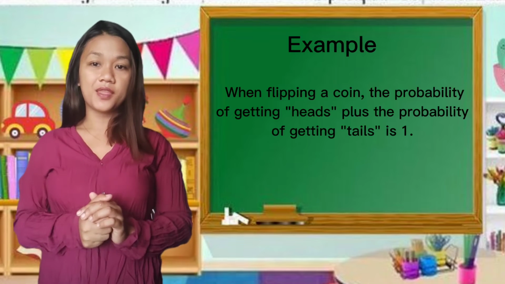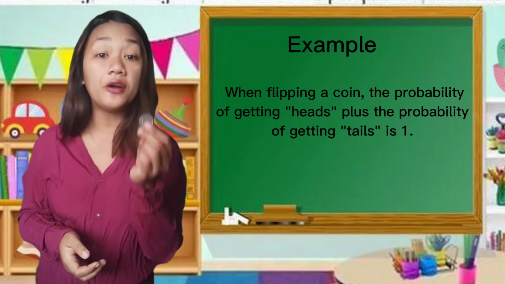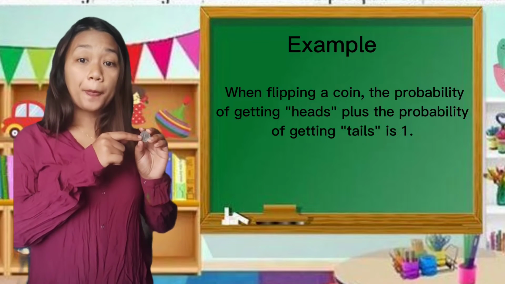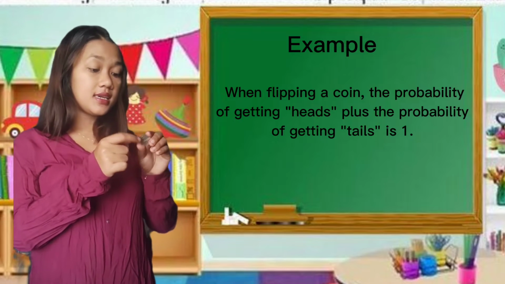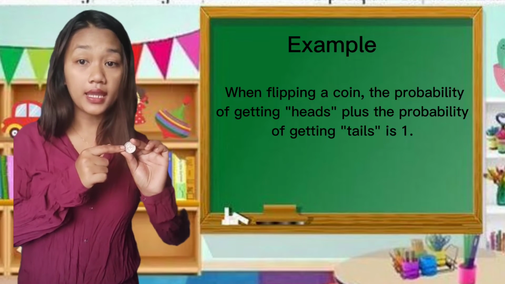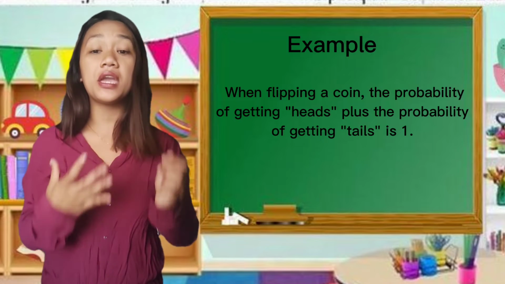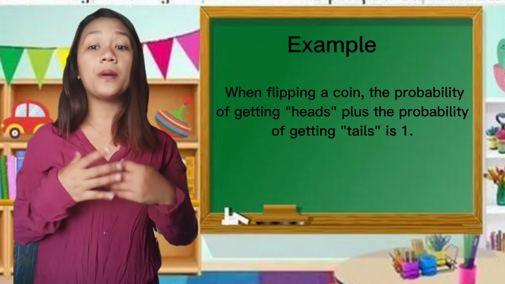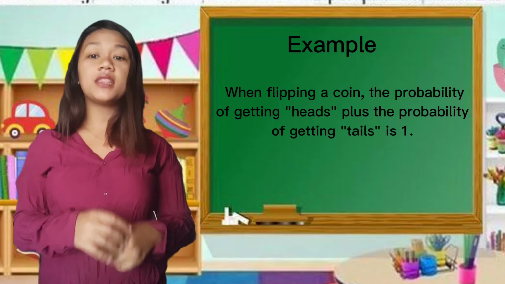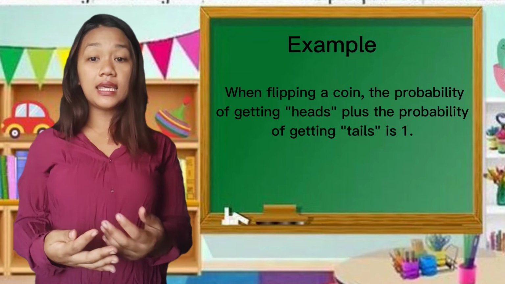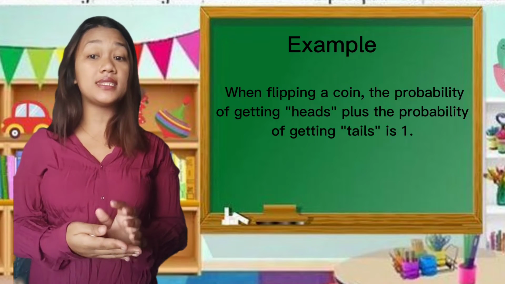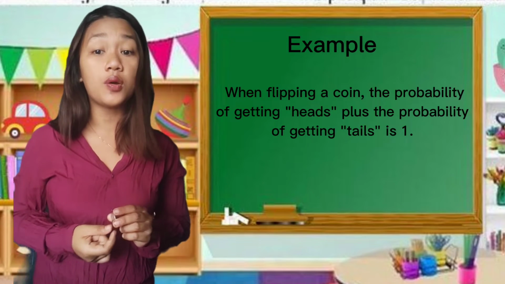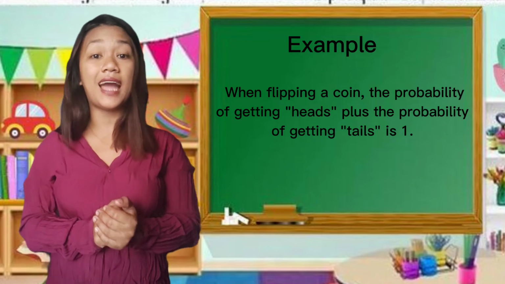For example, when flipping a coin, I have a coin here. The probability of getting heads plus the probability of getting tails is 1. This is because the probability of getting either heads or tails is certain, that is a probability of 1. A simple event refers to an event with a single outcome, for example, getting heads with a single toss of a coin or rolling a 4 on a die.